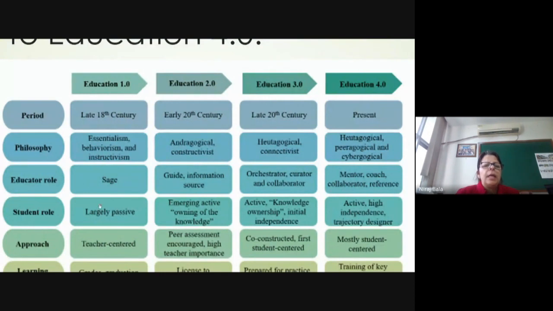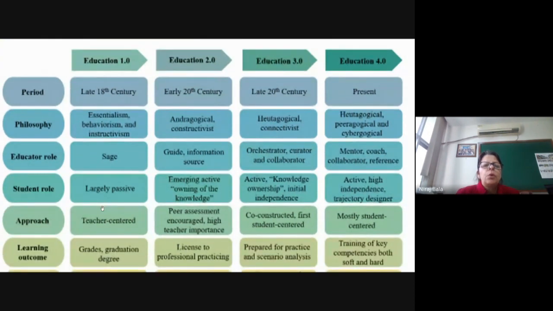Now in the next line we have the educator role. What was the teacher? He was mostly a sage, here meaning guru. There was guru and shikshak. Then the role of this educator became guide, information source. Then they started acting as guide. The teacher was called a guide to the student. Now in education 3.0, it became orchestrator, meaning now he orchestrates the students. The teacher is also a curator, and the teacher is also a collaborator.